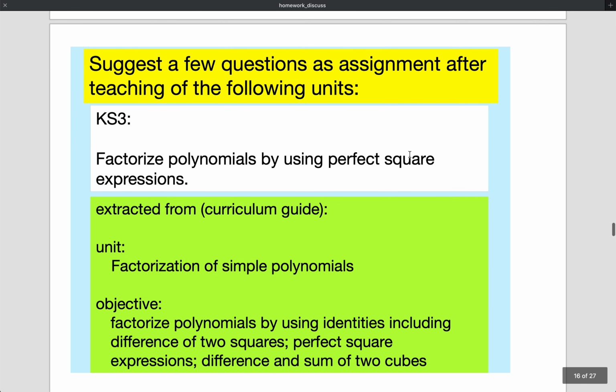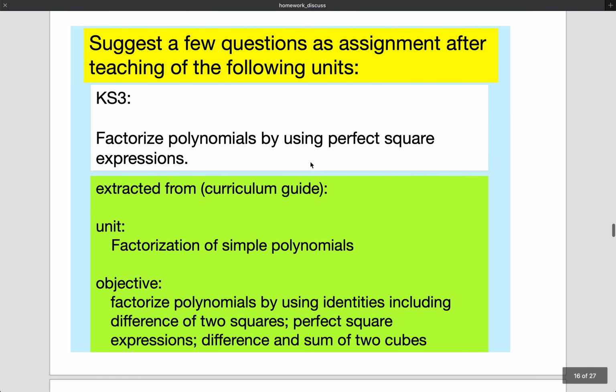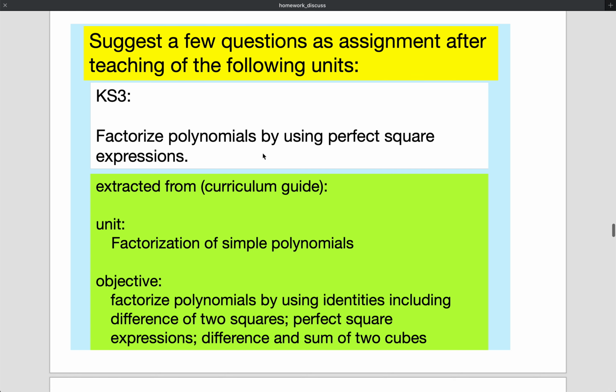Now let's look at another topic. Now we move on to another topic in algebra: factorize polynomials by using perfect square expressions. There's a little bit more detail from the curriculum. We're talking about some identities. Okay? The perfect square identity, that means (a + b) squared equals a squared plus 2ab plus b squared.